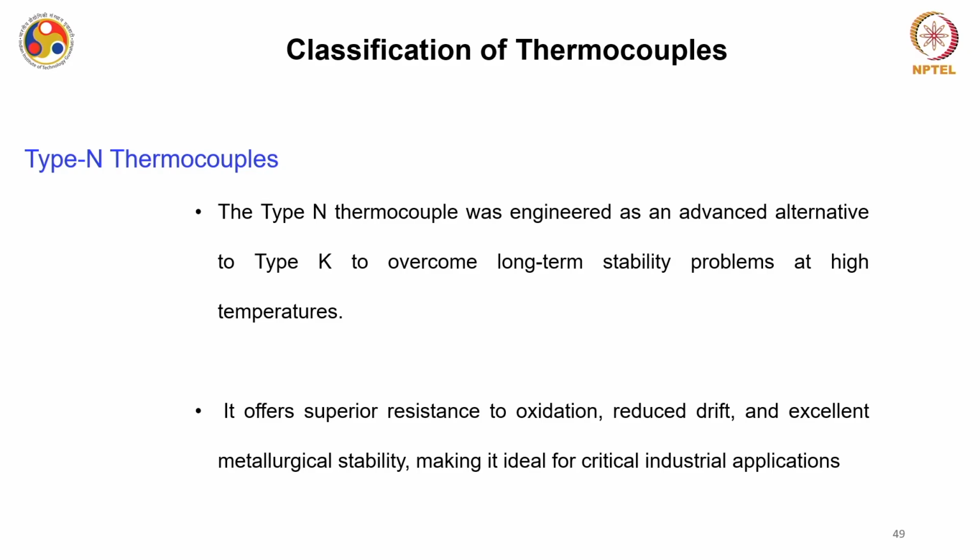Okay. Then we have type N thermocouples in the base metal type thermocouples. The type N thermocouple was actually engineered as an advanced alternative to type K to overcome long-term stability problems at high temperature. Particularly, it has established itself in modern days also as an alternative to type K devices because their range and all are very similar. Okay. It offers superior resistance to oxidation, it offers reduced drift and excellent metallurgical stability, making it ideal for critical industrial applications.